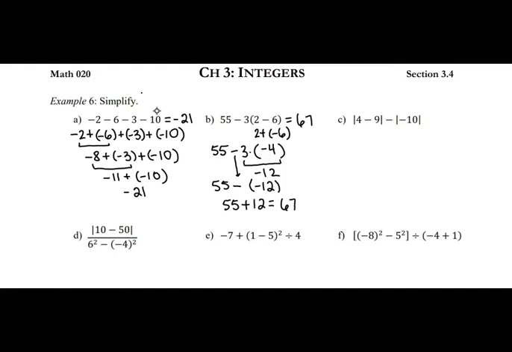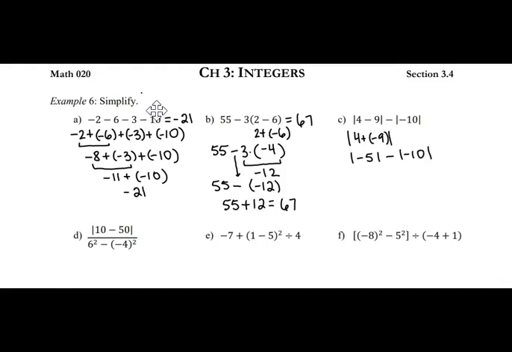Part C. I have the absolute value of 4 minus 9 minus the absolute value of -10. Absolute value is the distance between the number and 0, and it's always positive. So I'm going to do 4 minus 9. So the 4 plus -9, break those down, and that will be -5. I have not dropped the absolute value brackets, so it is going to be the absolute value of -5 minus the absolute value of -10.